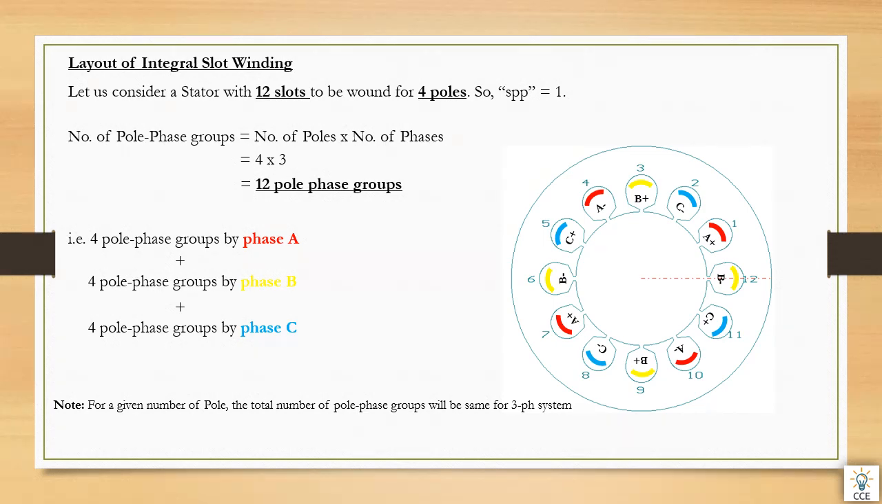We have to note over here that for a given number of poles, the total number of pole phase groups will be the same, considering a 3-phase system. What that means is, if I take an 8 pole machine, then the number of pole phase groups will be 8 into 3, that is 24. If I take a 4 pole machine, it will be 12. If I take a 6 pole machine, it will be 6 threes, 18. So this number of pole phase groups remains constant based on the polarity for which we are winding this machine.